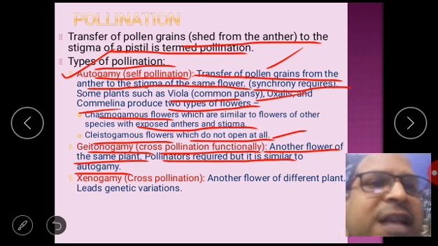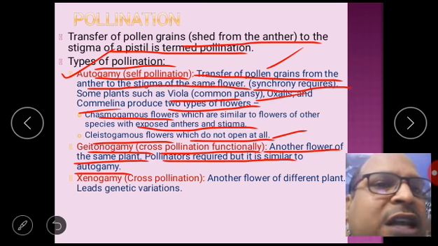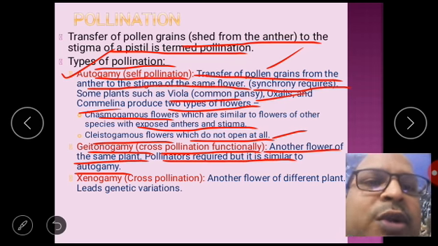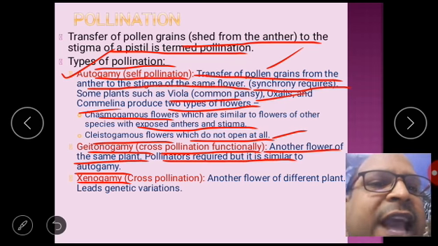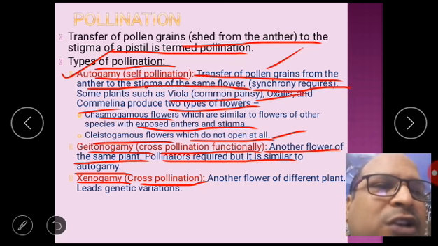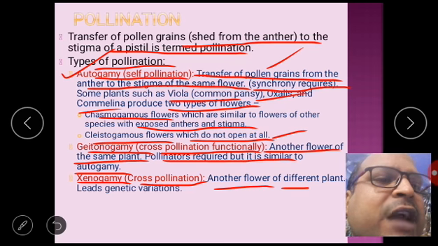Now once again I am going to tell you this thing. In case of autogamy, the plant is the same and the flower is also the same, but in case of geitonogamy, the plant is the same but the flower is different. Now we are coming to xenogamy. This is actually cross pollination. And why is this actual cross pollination? Because here the flower is changed and the plant is also changed.